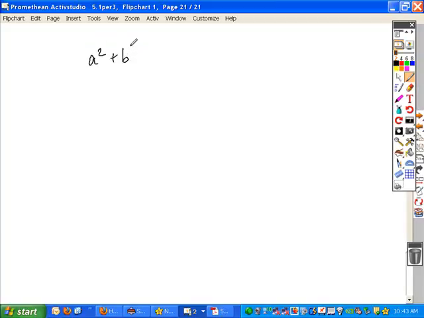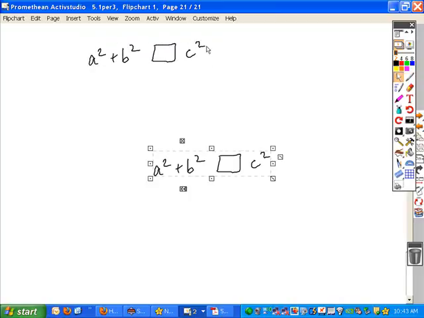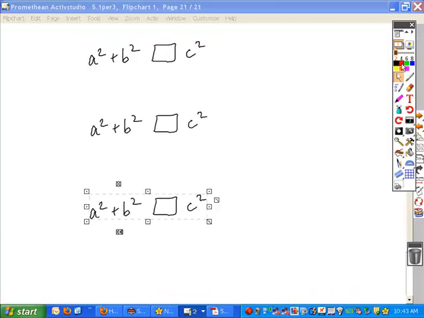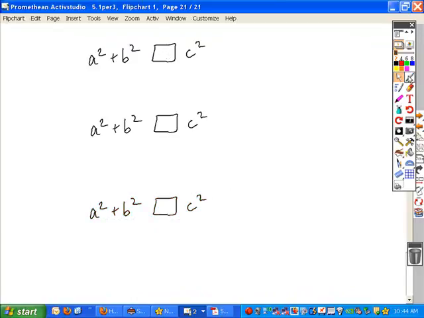Okay, so there's three things that can happen when you relate sides of a triangle. First, they can be equal to each other. If they're equal to each other, then we know we have a right triangle. Okay, you can also take the longest side.